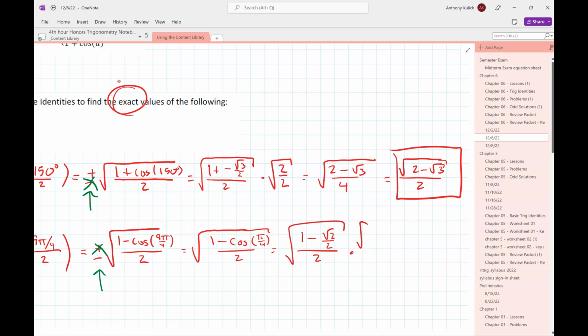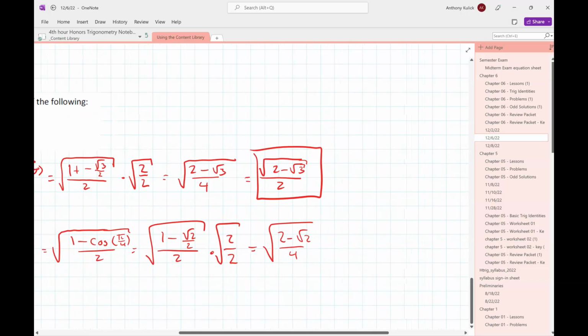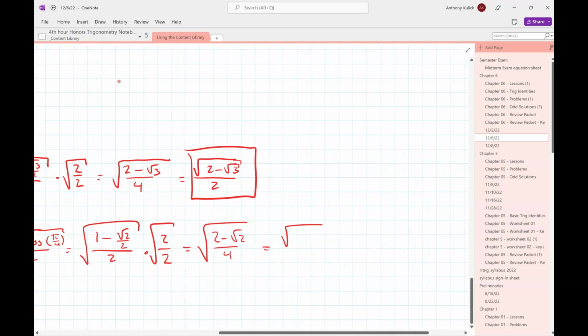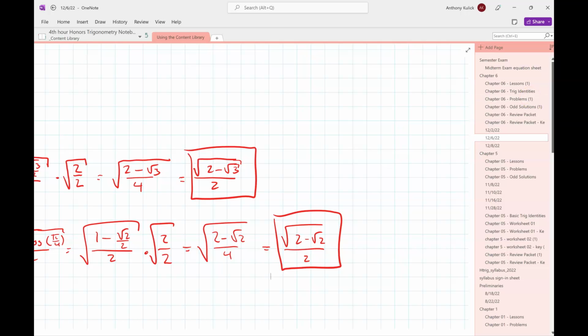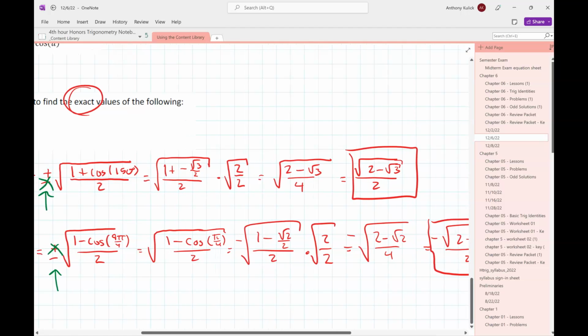And then I do my same multiply by root 2 over root 2. And that gives me 2 minus root 2 over 4. Or just square root of 2 minus root 2 over 2. Oh yeah, I forgot my negative sign. Thank you. Where did that disappear at? Right here.